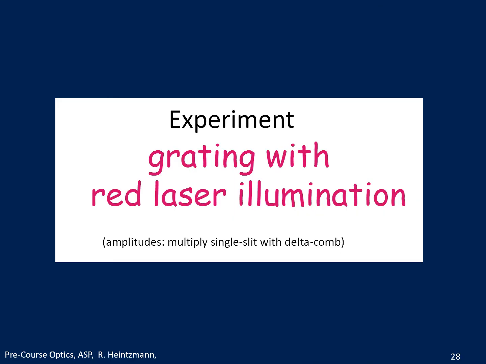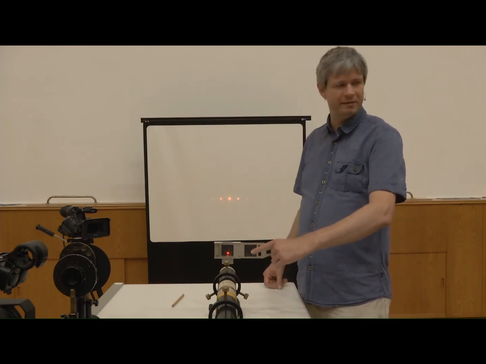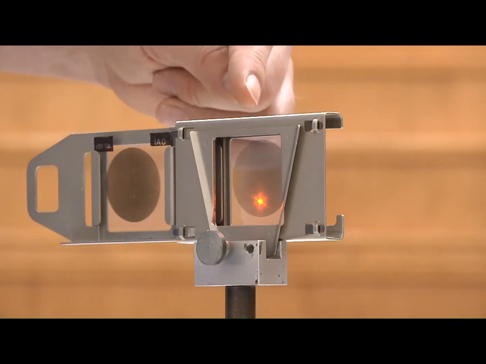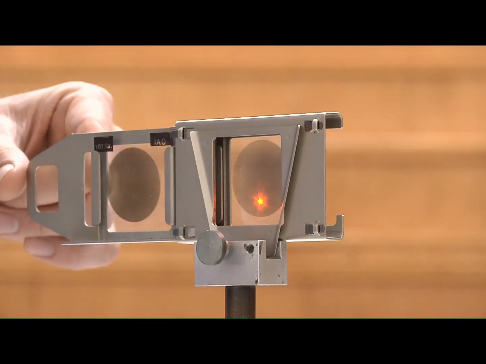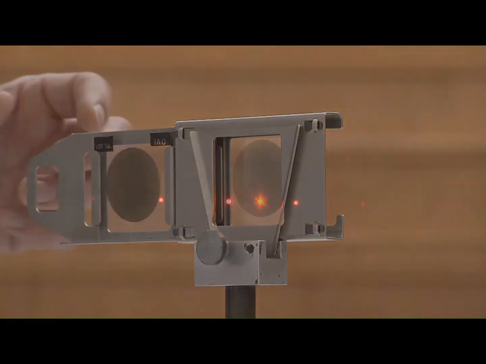So let's look at the grating with red laser illumination. Here we have a diffraction experiment, this time with a grating. And you see here the laser illuminates a grating. This grating has 50 lines per millimeter and 100 lines per millimeter. Currently we are at the 50 lines per millimeter, and we look at the diffraction pattern that you see here, which has relatively small distances, and you can see many diffraction orders.